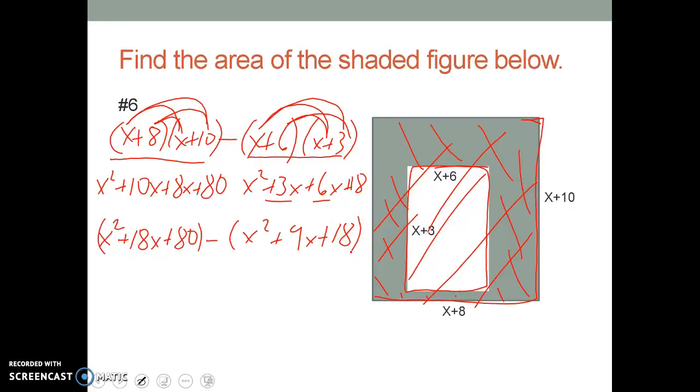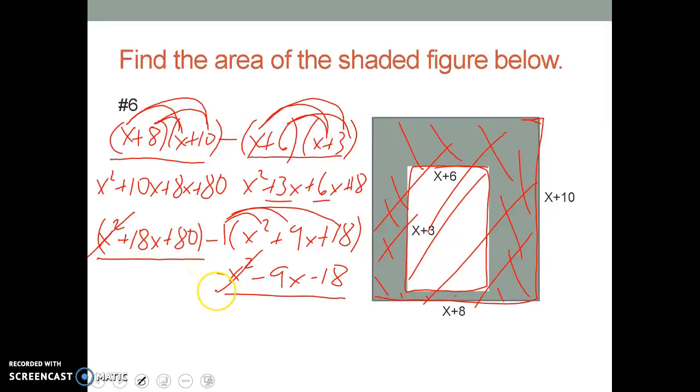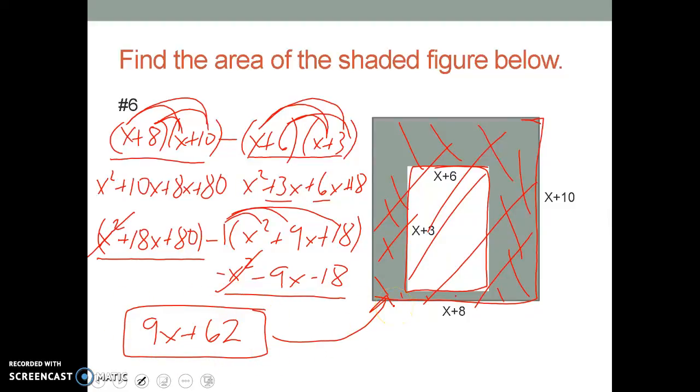And so what I'm going to do is put a 1 here and distribute that 1 so I don't mess up my signs. I will have then a negative x squared minus the 9x, and then minus an 18. So then I can just take these terms and combine them with these terms. X squared minus x squared, those cancel each other out. 18x minus 9x is just 9x. And then 80 minus 18 is 62, which means the area of the shaded region is 9x plus 62.